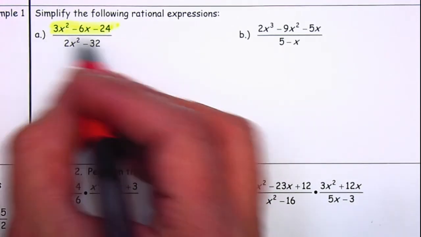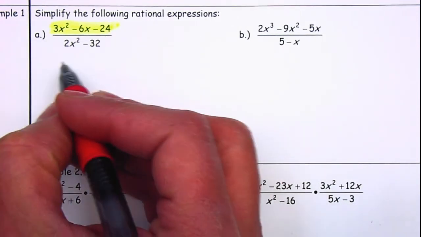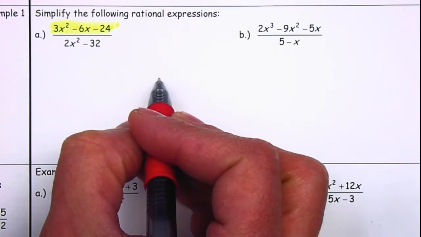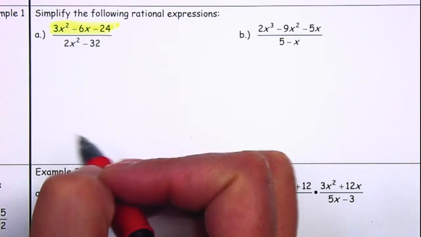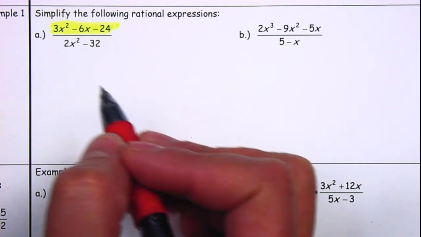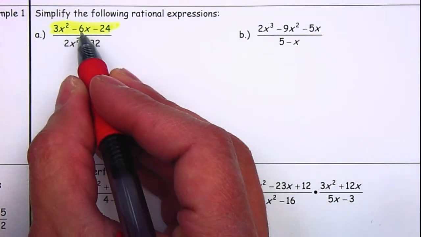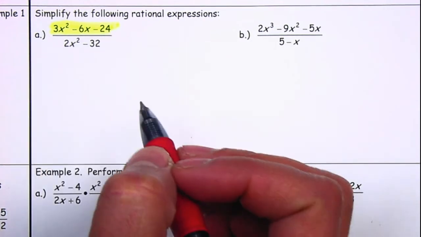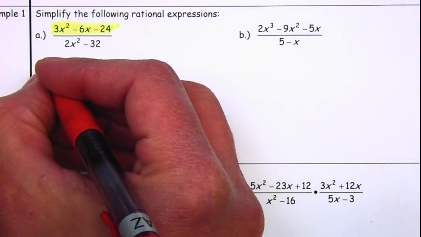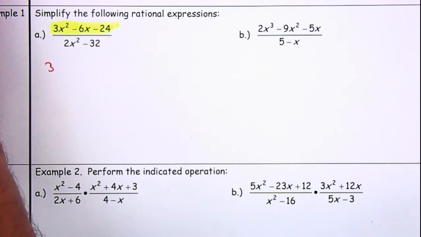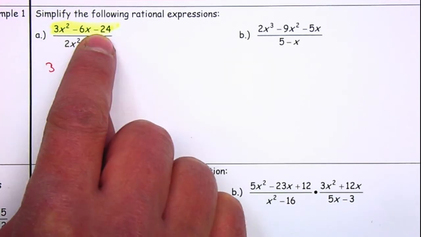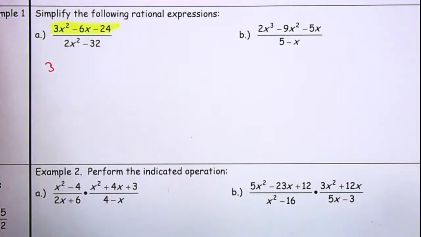We need to be able to factor the common term first. Some of you are tempted to just do the double parentheses right away to factor it, but you want to take out the common term. So ask yourself, is there a number that divides 3, 6, and 24? Yes, we can take out a 3. Do they all have an x? No. So we can only take out a 3.